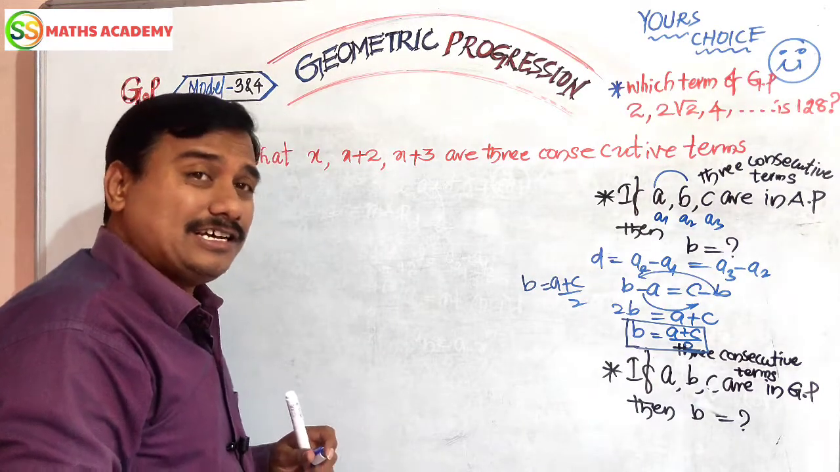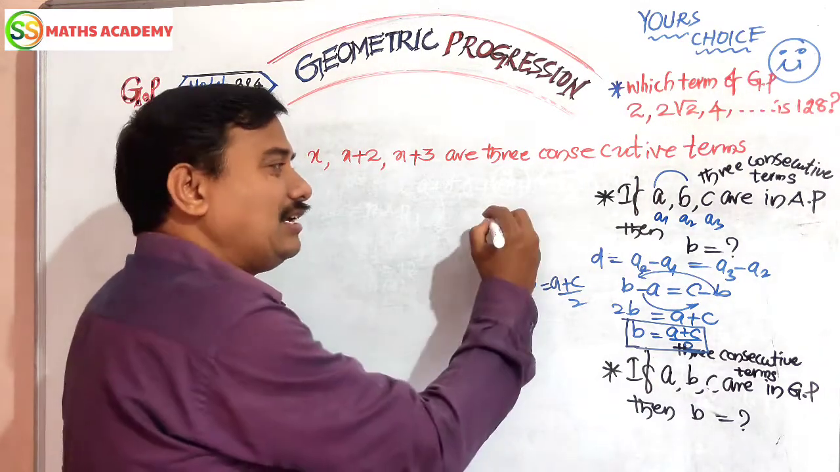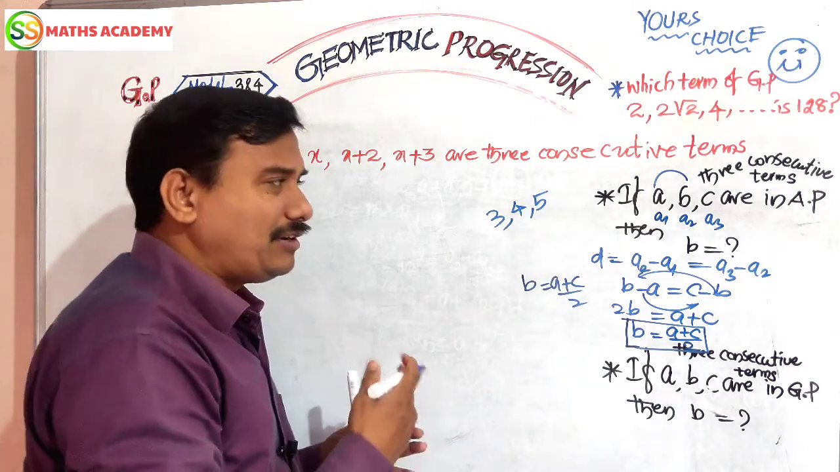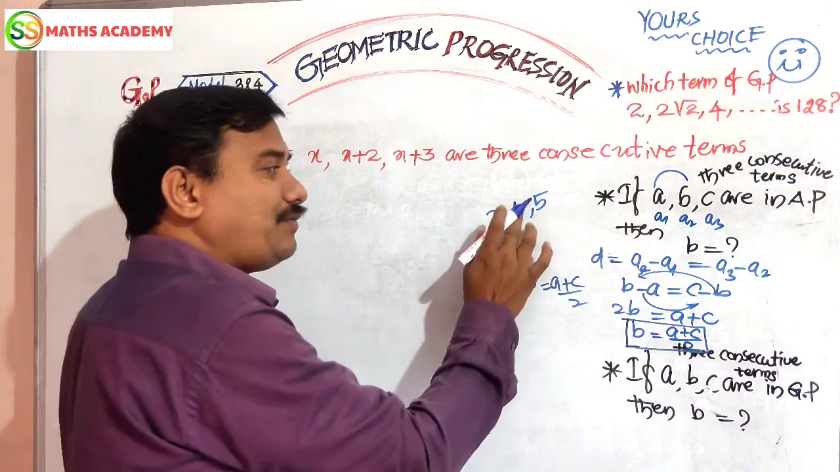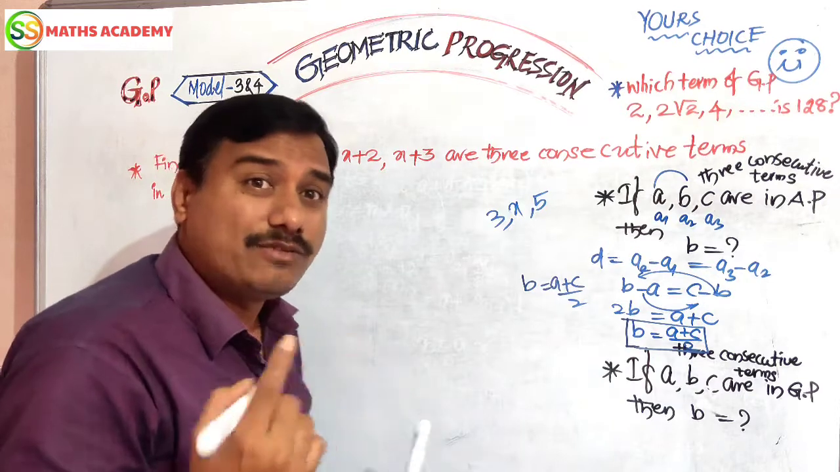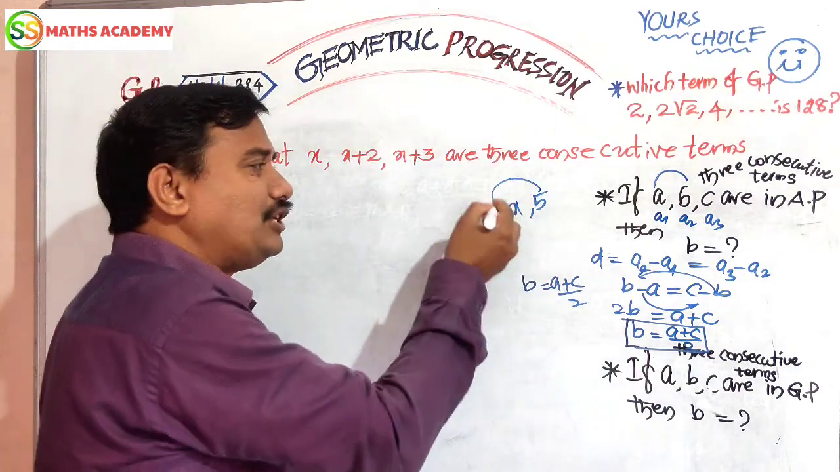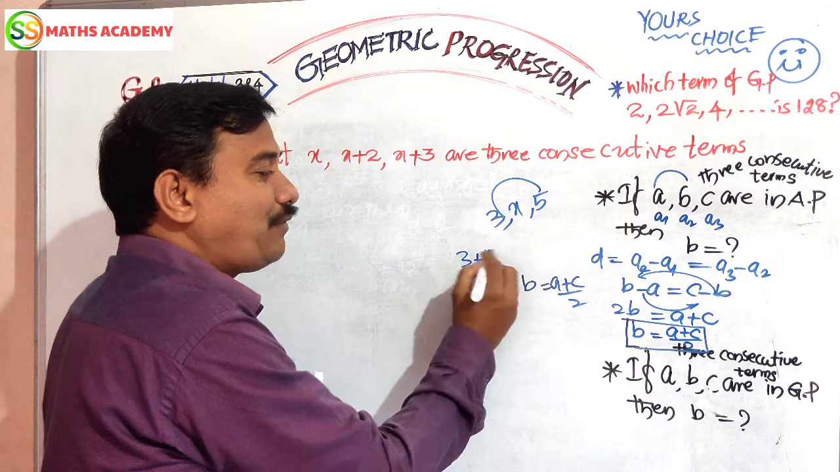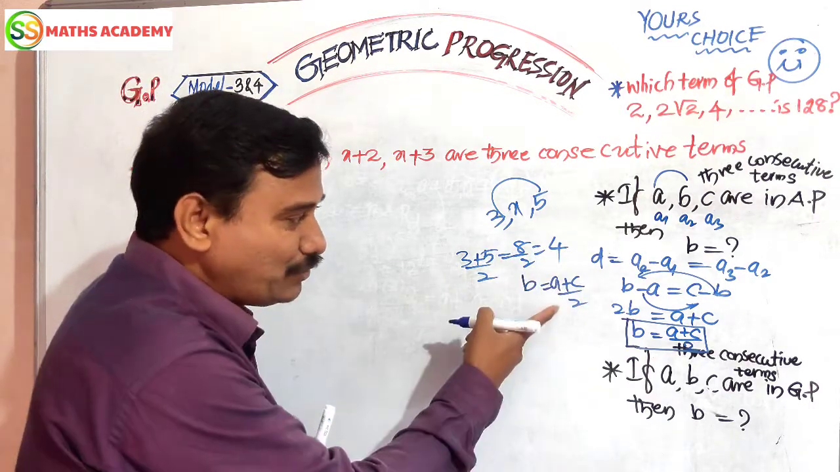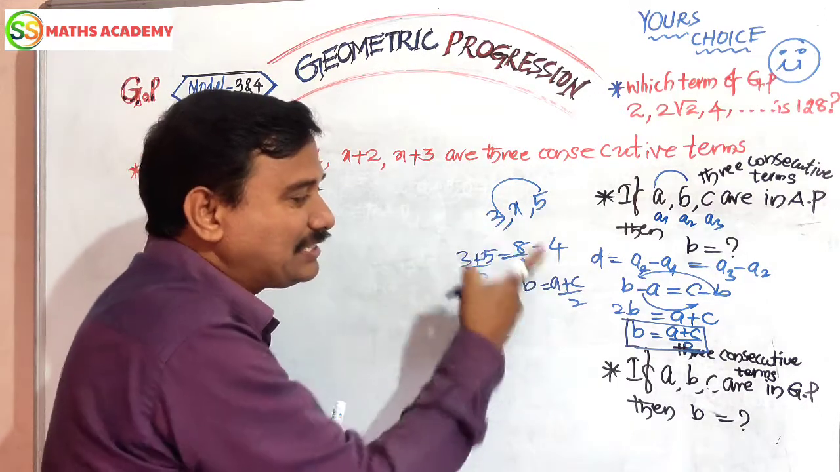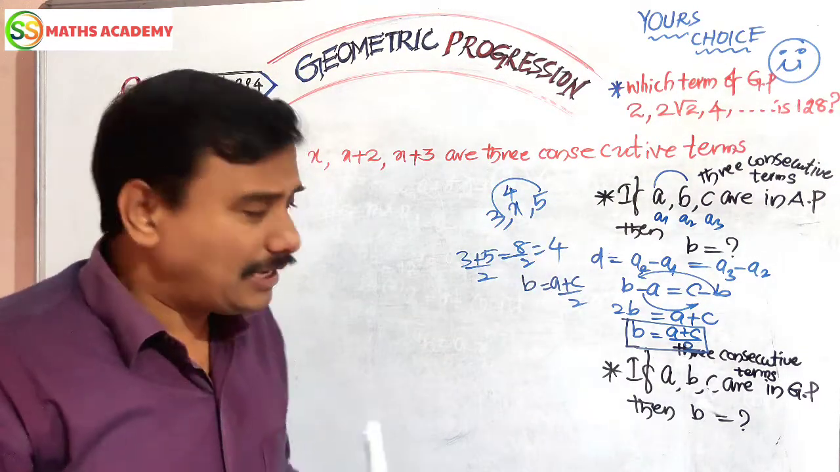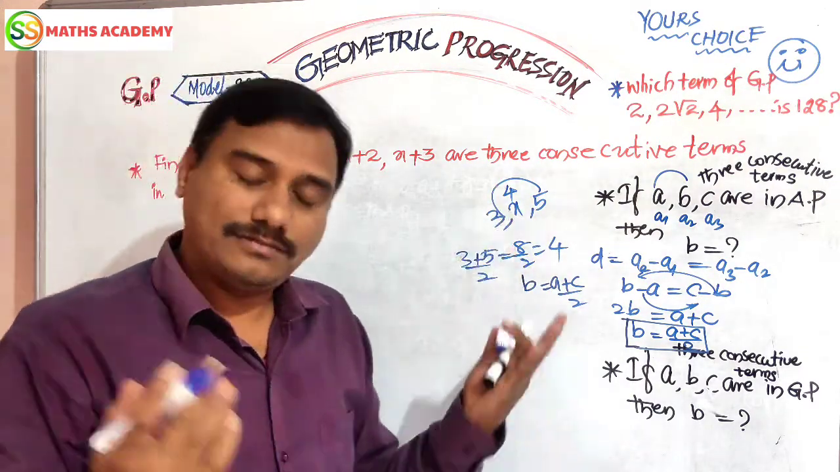Right, my dear friends? Now a simple question: 3, 4, 5 are in AP, because you add one each time. For example, if in the place of the middle term they ask for x, what is the value of x? Simple: the sum of these two by 2. 3 plus 5 by 2, 8 by 2, nothing but 4. By the same formula, A plus C by 2, 3 plus 5, 8 by 2, it is 4. Check it once: 3 plus 1 is 4, 4 plus 1 is 5.